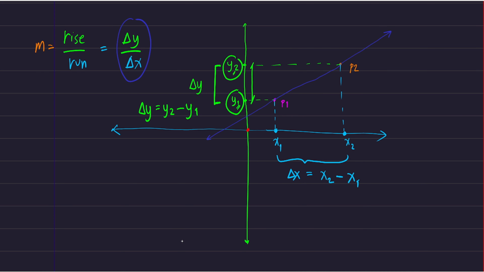Since meron na tayong value ng delta y at delta x, using the definition of the slope, we have delta y or change in y over delta x or change in x, and this is equal to y sub 2 minus y sub 1 over x sub 2 minus x sub 1. And this is now your formula for the slope given na meron kang 2 points.